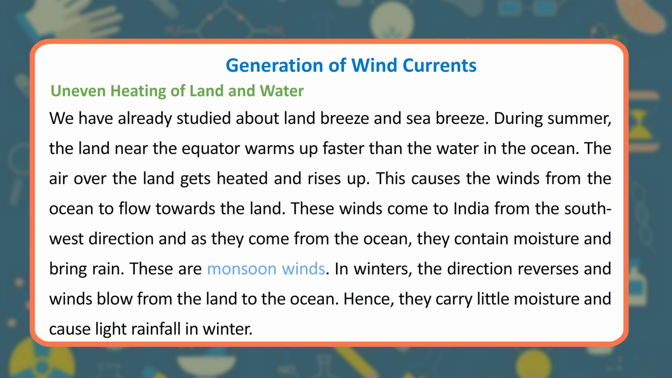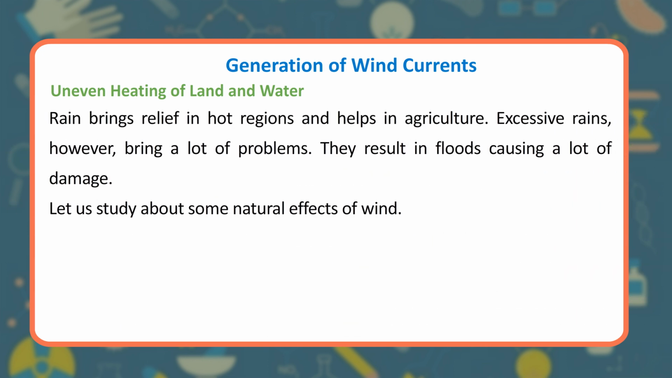In winters, the direction reverses and winds blow from the land to the ocean. Hence, they carry little moisture and cause light rainfall in winter. Rain brings relief in hot regions and helps in agriculture. Excessive rains, however, bring a lot of problems. They result in floods causing a lot of damage. Let us study about some natural effects of wind.